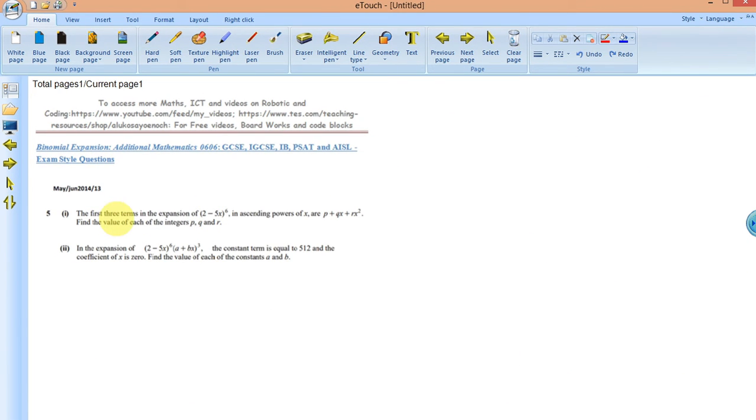Here is the next question. The first three terms in the expansion of 2 minus 5x all raised to the power of 6 in ascending power of x are p plus qx plus rx squared.